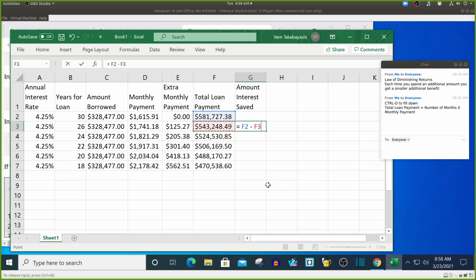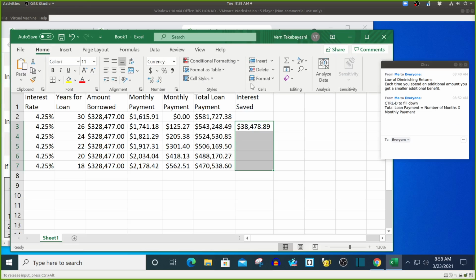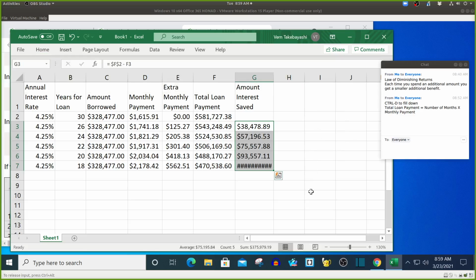But we always want to compare to the base loan payment. So let's make this into an absolute address, like that. Okay, and if I hit enter, then I can fill this down. Okay, that's what I get.